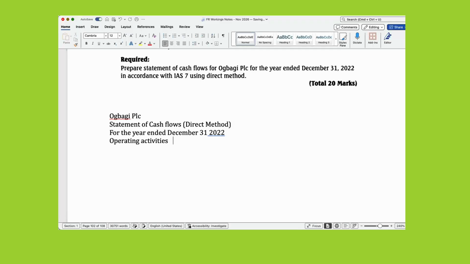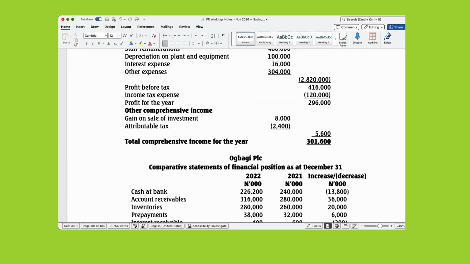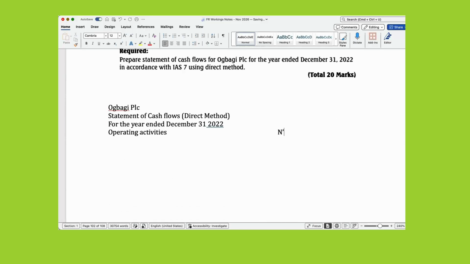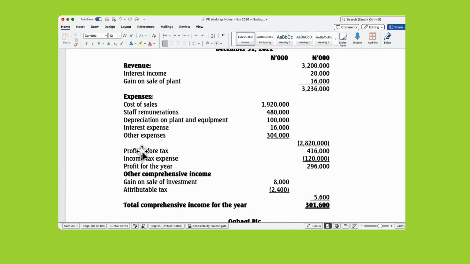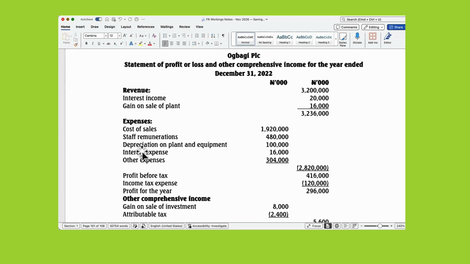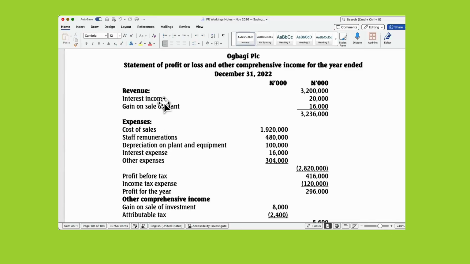Operating activities. What's the level of rounding off used? In thousands. Okay, now for the direct method, it's different from the indirect, where you move from profit and adjust for non-cash items under operating activities. For the direct method, you move line by line on the P&L and you extract the cash element of each of them. You move line by line, meaning that you're going to start from revenue.